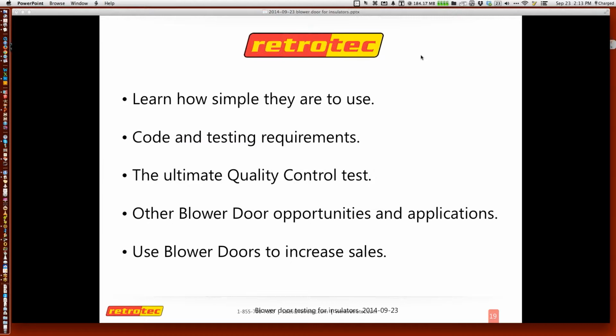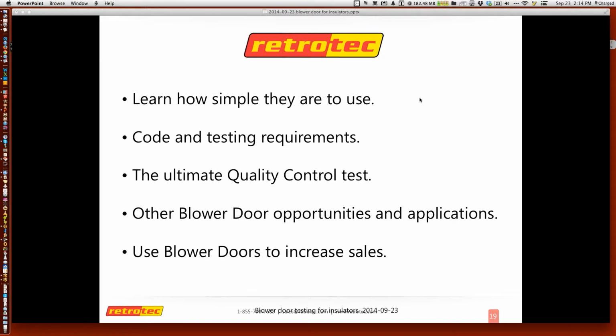Here's some things that I hope to cover today in our time frame. How simple a blower door is to set up, to run, to get the numbers, and some code or testing requirements that actually go along with the tests that are there. And really that this is the ultimate control test. This actually will help you do quality control, and also gives you a great checks and balance for your quality assurance systems. There's some other blower door opportunities or applications that I'll touch base on.